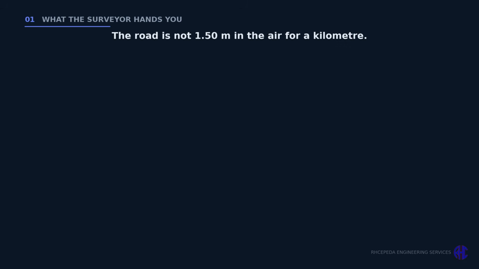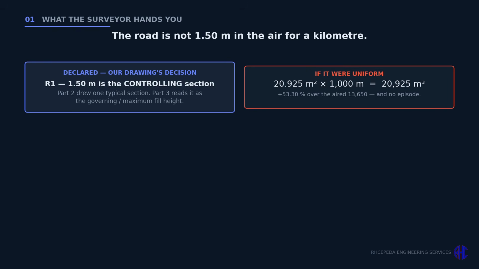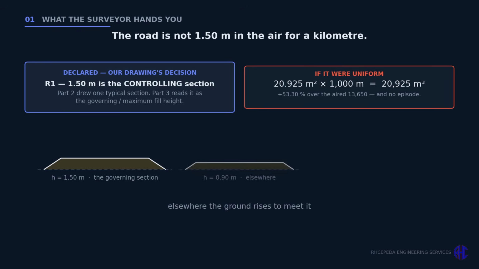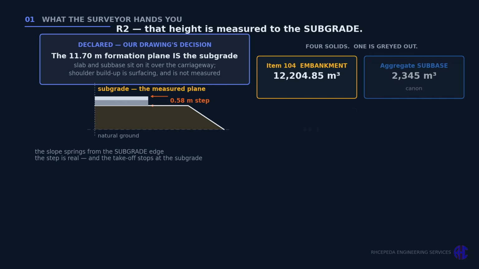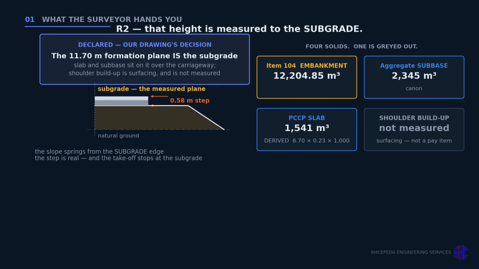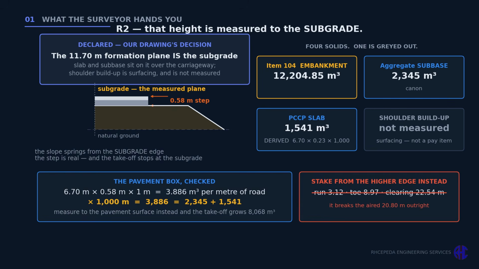The road is not 1.5 metres in the air for a kilometre. Part 2 drew the deepest section, elsewhere the ground rises to meet it. That height is measured to the subgrade, pavement on top, shoulder edge stepping up. Stake from that higher edge and clearing breaks 22 metres. Now the admission.